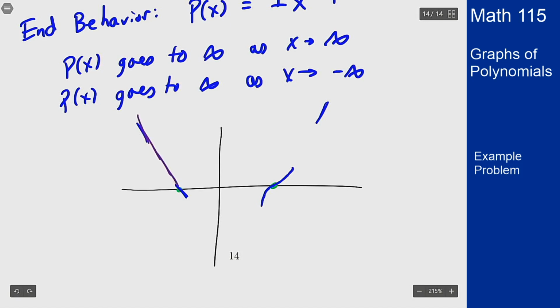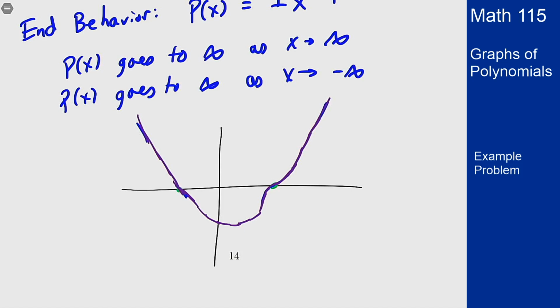So it comes in this way, goes through here, has a turning point somewhere down here, and then goes off that way. So we can take this information about local and end behavior of our polynomials and use it to sketch some graph of what it looks like.